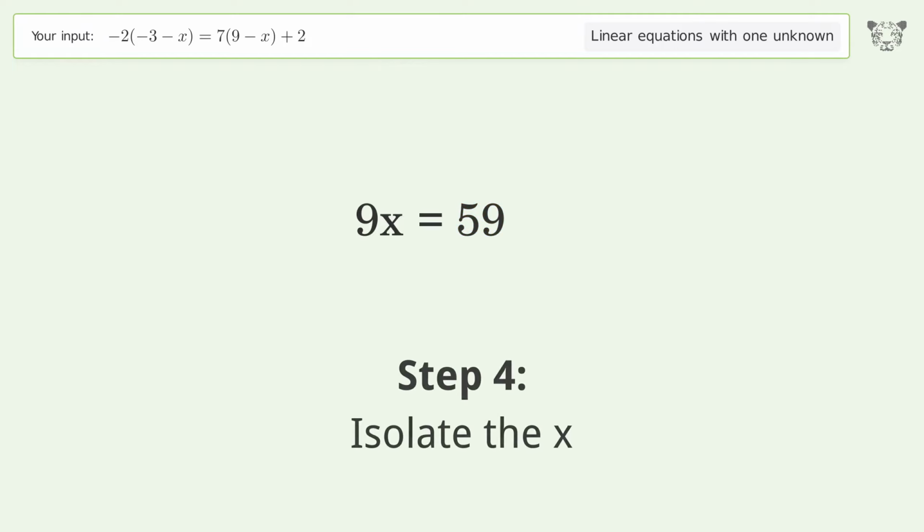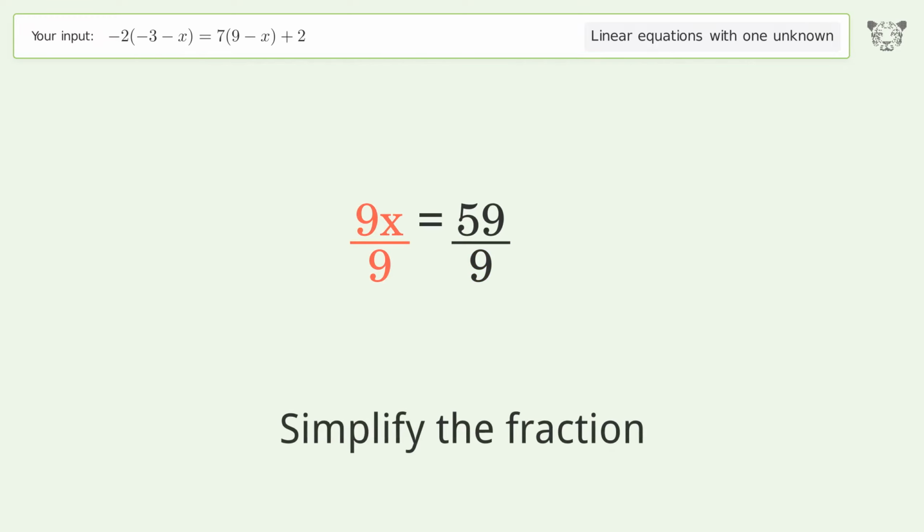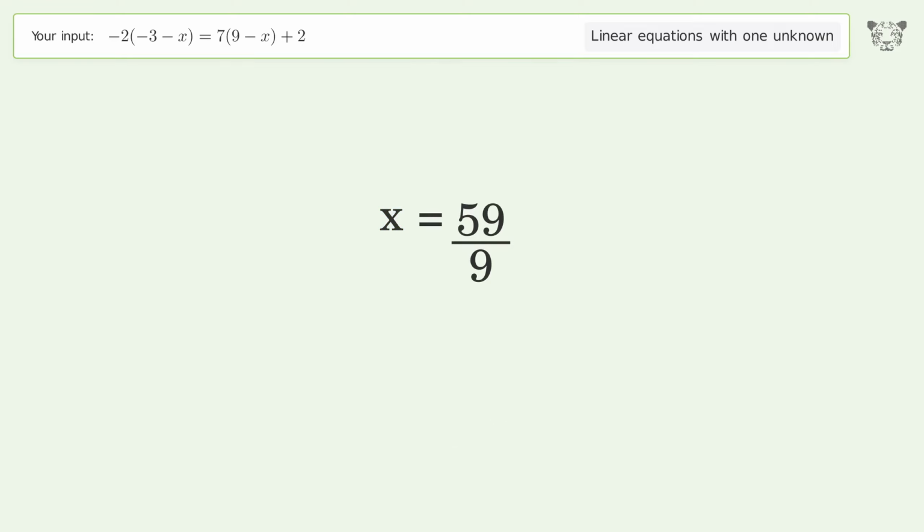Isolate the x. Divide both sides by 9. Simplify the fraction. And so the final result is x equals 59/9.